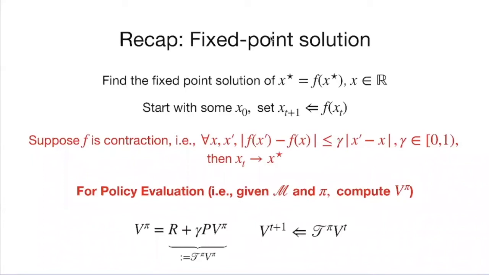And then what we did is just do iteration. Right? We make a guess V0, and then we just apply this operator T pi on Vt over and over again. And what we proved is that this operator T pi is indeed a contraction map. Right? And then, using the classic fixed point iteration analysis, we showed that Vt converged to V pi exponentially fast.